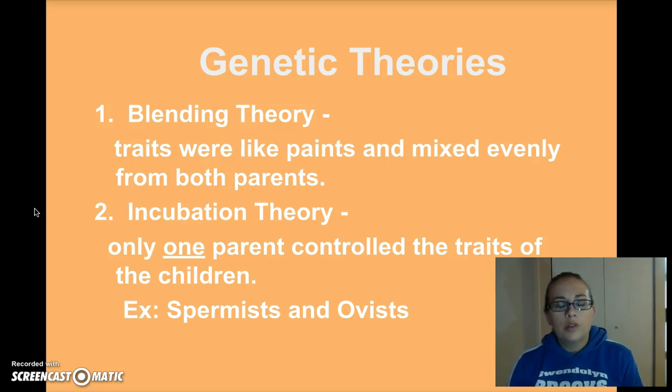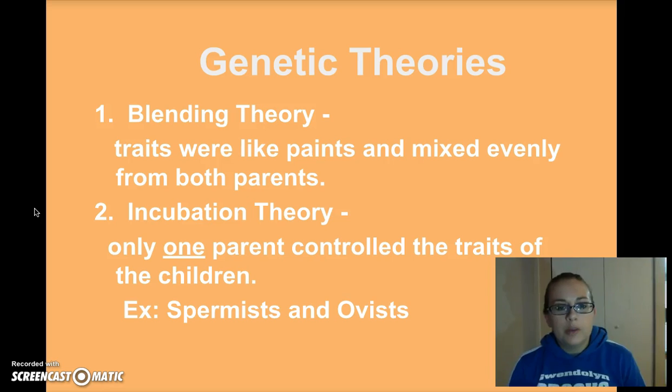So there are three basic genetic theories that we're going to look at. The first is blending theory. This theory says that traits are sort of like paints, and so they're mixed evenly from both parents, and so you are essentially a blend of your two parents, of your mom and dad.